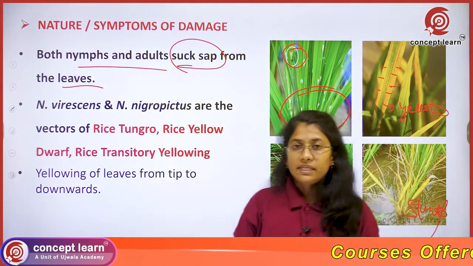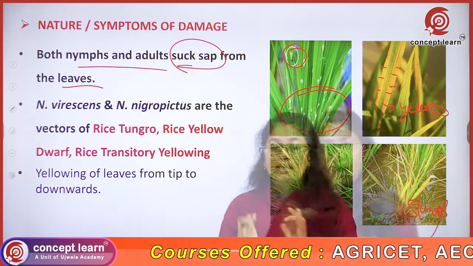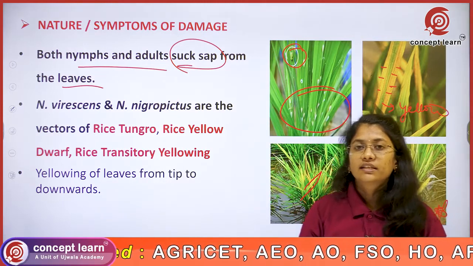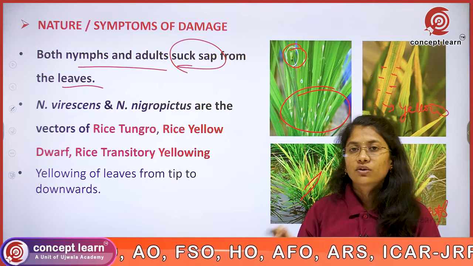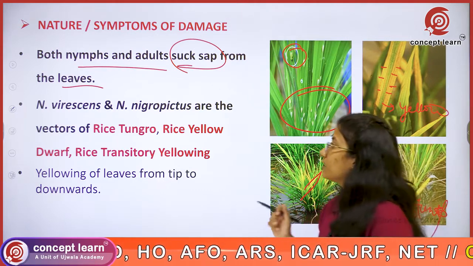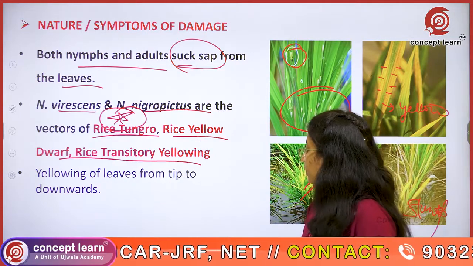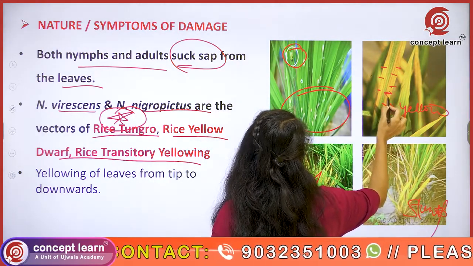These two species, Nephotettix virescens and Nephotettix nigropictus, normally cause the damage. In a few cases, they are also transmitting diseases, and when they transmit diseases, it incurs huge losses in the crops. Remember these things. As I just told you, yellowing happens from the tips downwards.